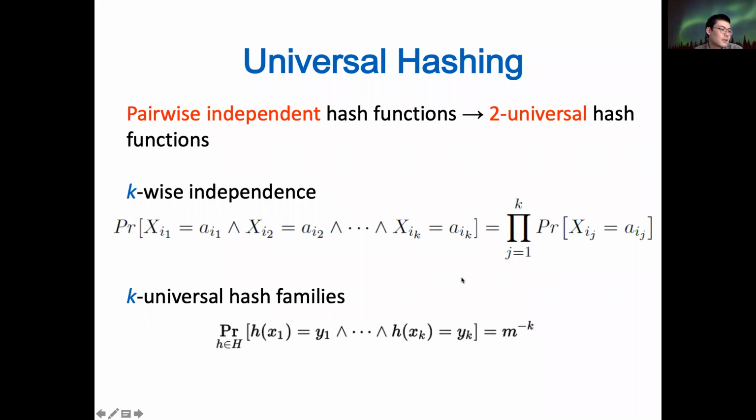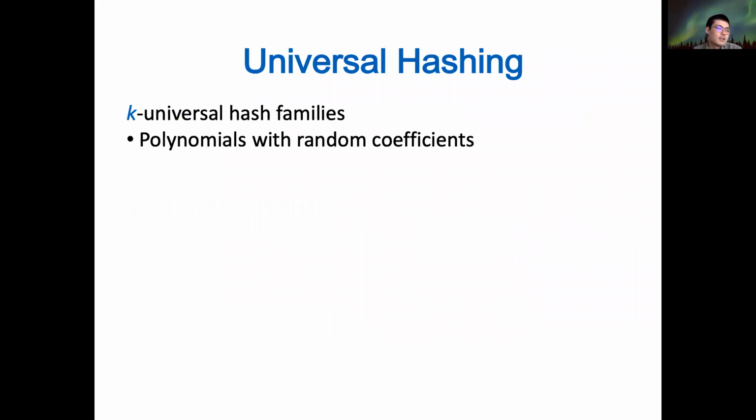And likewise we can define a universal hash function like that. Because this is 1 by m, this is 1 by m, this is 1 by m, k of them, the product, if they are independent, should be 1 by m to the power k, which is this. This looks pretty crazy, right? So can we really have a k-universal hash family?